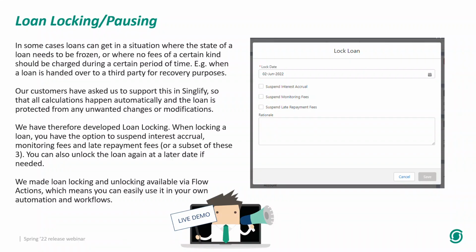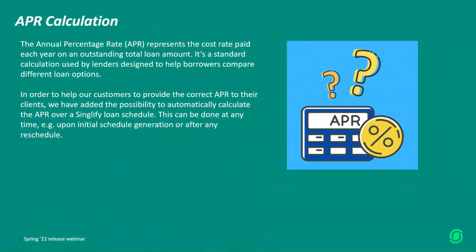Thanks, Herbert. So let's go to the next subject, which is APR calculation. APR, which stands for annual percentage rate, represents the cost rate paid each year on an outstanding total loan amount. It's a standard calculation used by lenders designed to help borrowers compare different loan options.